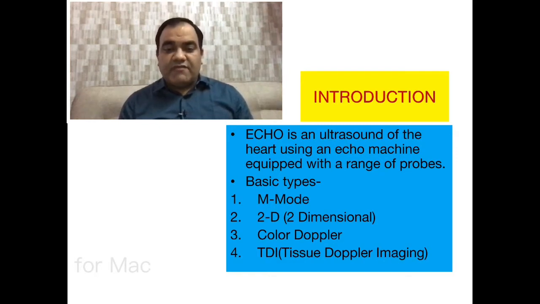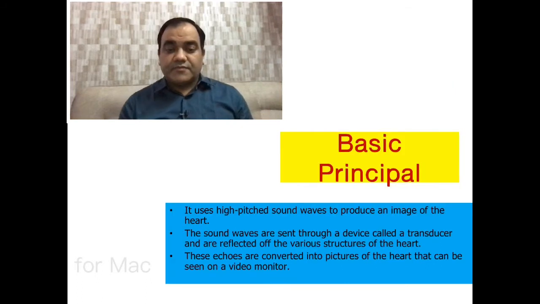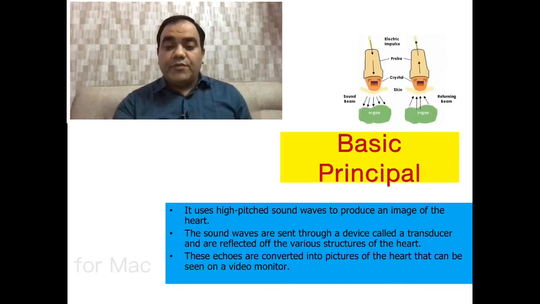It is basically of four types, that is M mode or motion mode echocardiography, 2D or two-dimensional echocardiography, color Doppler echocardiography, and TDI, that is tissue Doppler imaging. It uses high-pitched sound waves to produce an image of the heart. The sound waves are sent through a device called a transducer and are reflected off the various structures of the heart, and these echoes are converted into pictures of the heart that can be seen on a video monitor.